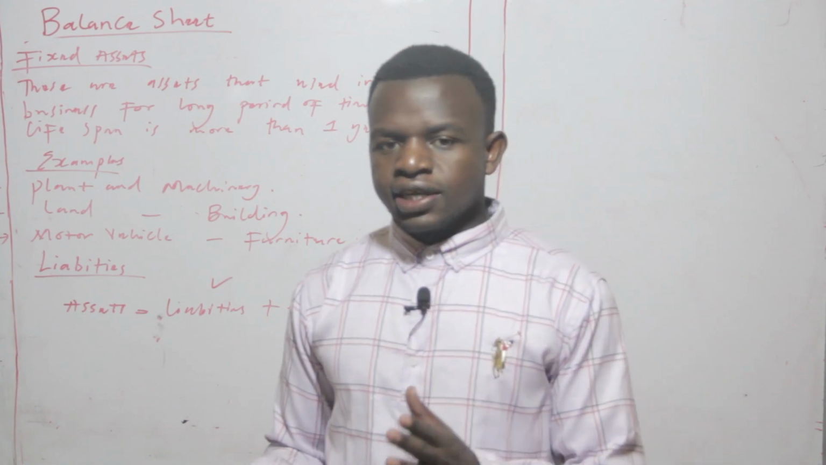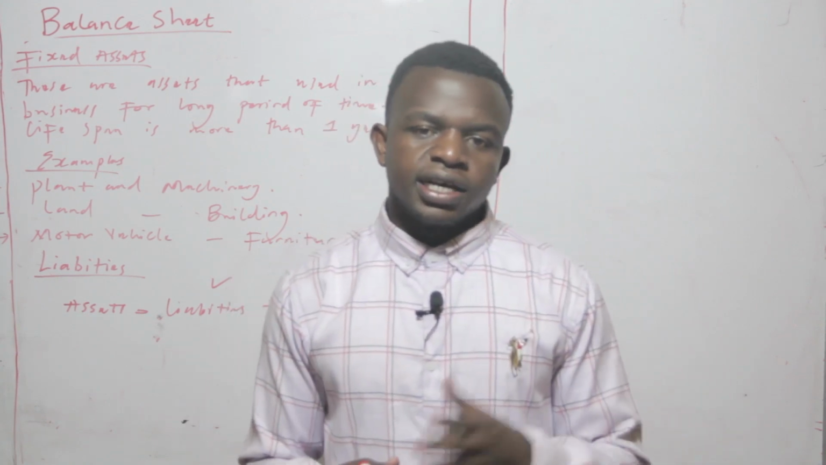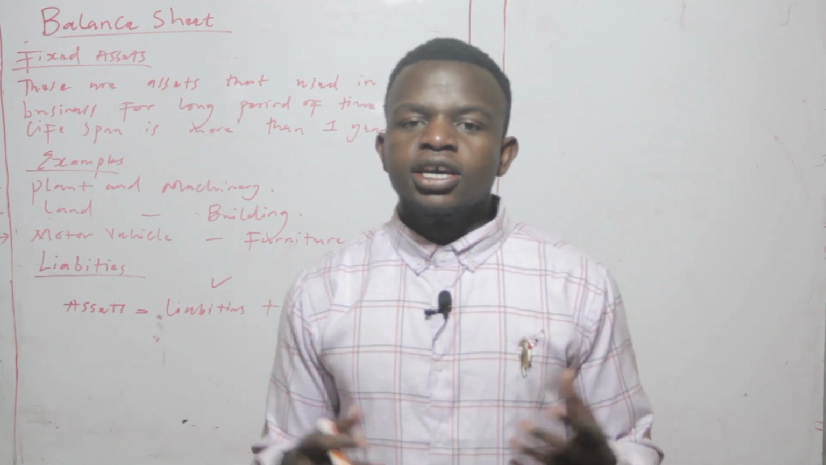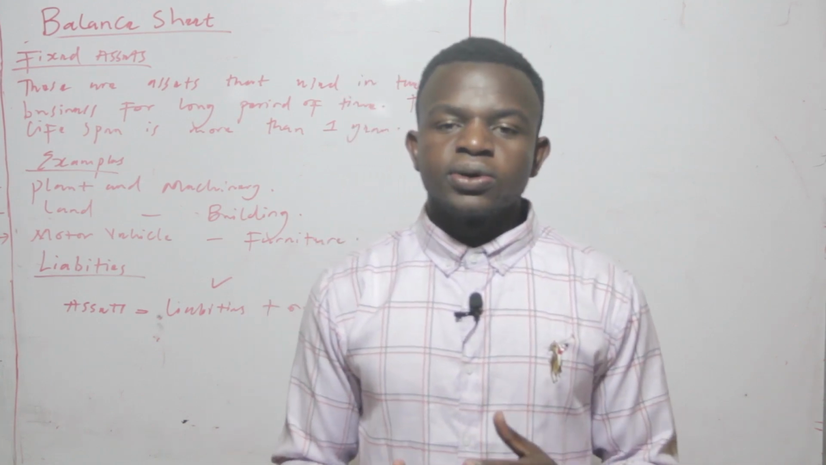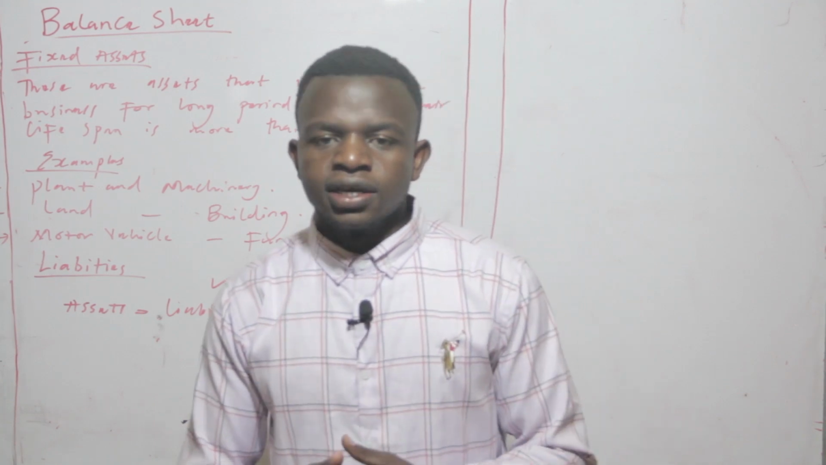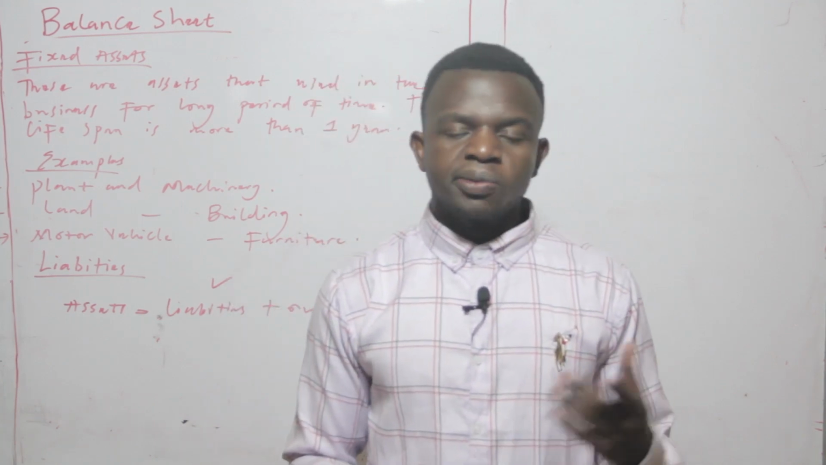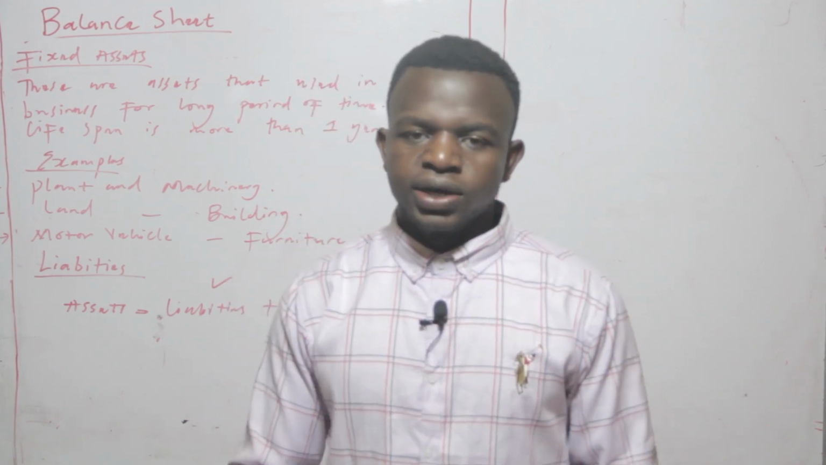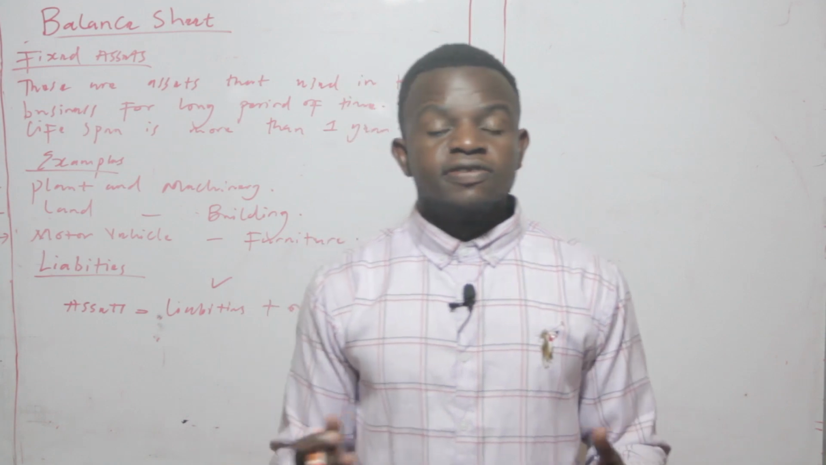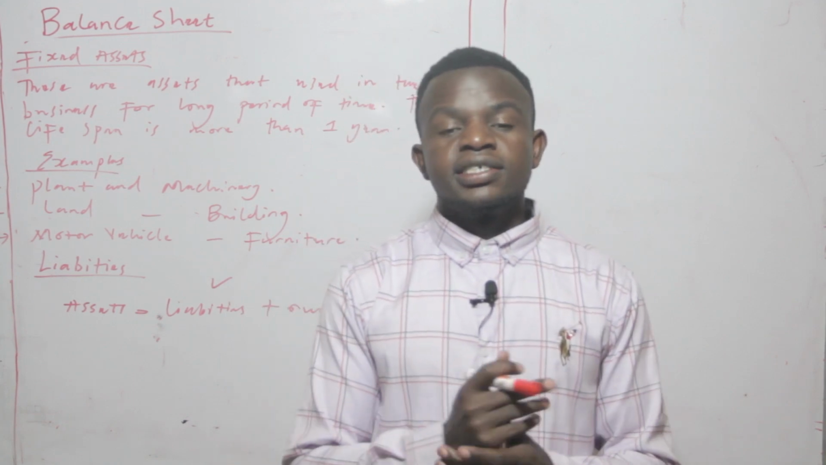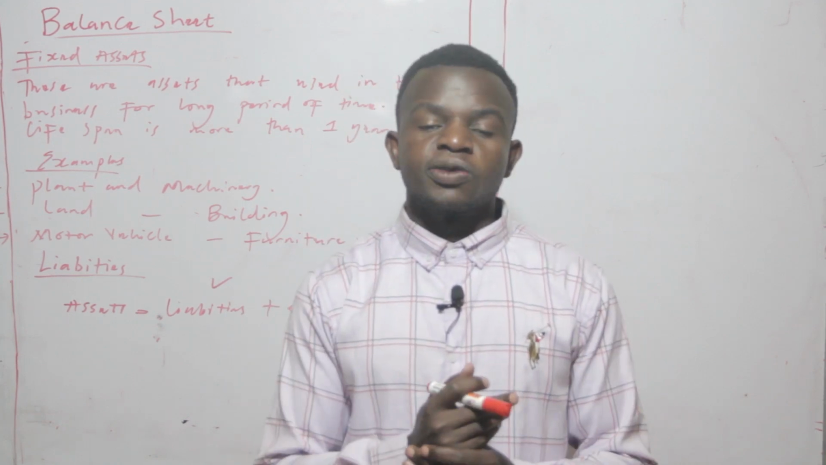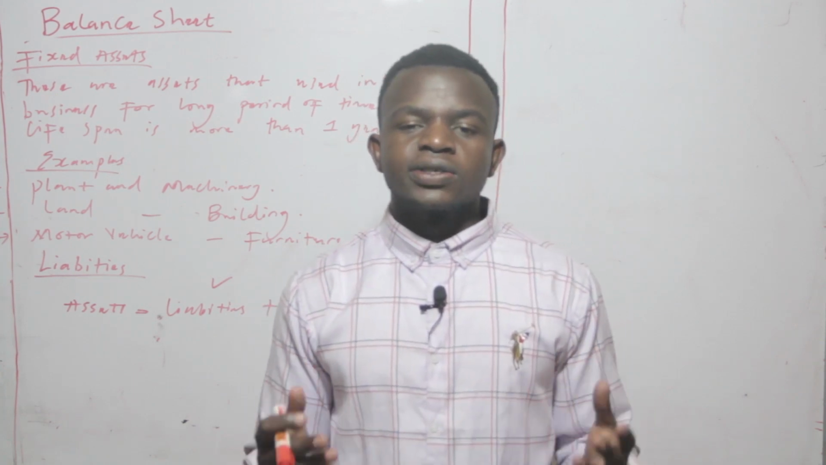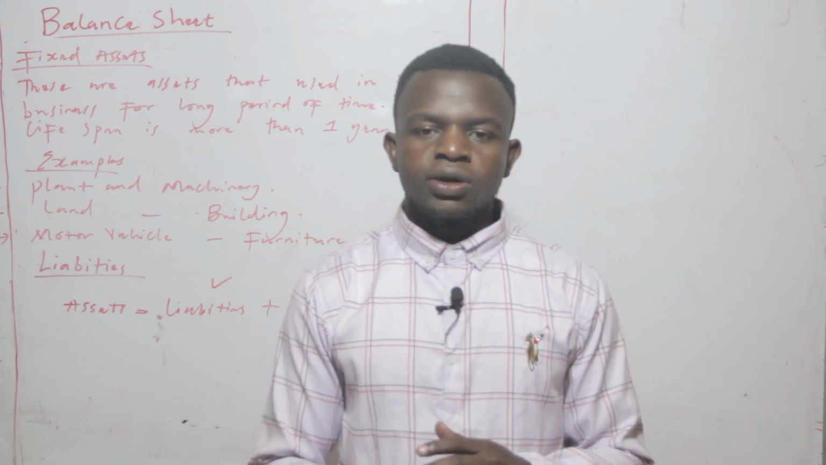So if the funds invested by the business owners are not enough to finance the things I've mentioned, the business has to borrow some money from outsiders. The process of borrowing money from outsiders is what's referred to as liabilities. Liabilities are defined as debts or financial obligations that have to be paid back to outsiders, and these outsiders are not business owners.